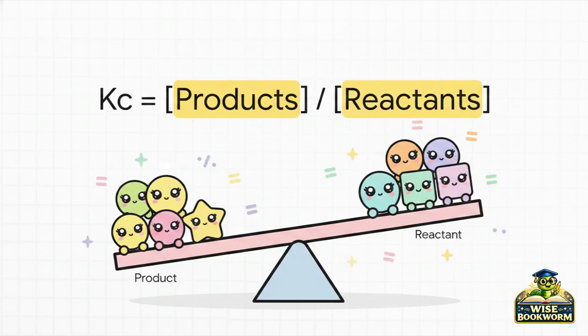So Kc, right here, that is our equilibrium constant. It simply equals the concentration of the products divided by the concentration of the reactants, with each one raised to the power of their stoichiometric coefficients from the balanced chemical equation. Basically, it's just a super precise ratio that tells us exactly where that moving two-way street naturally likes to settle.